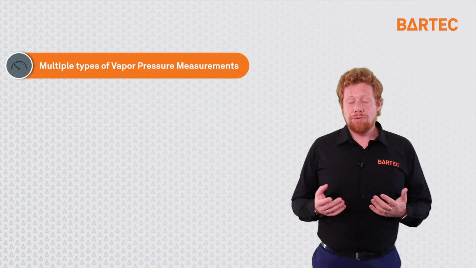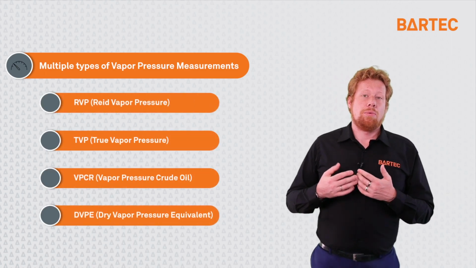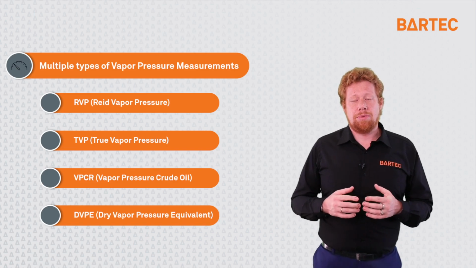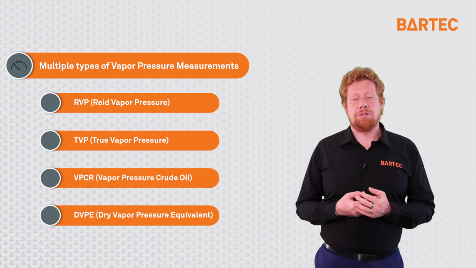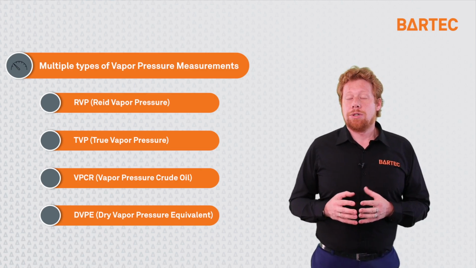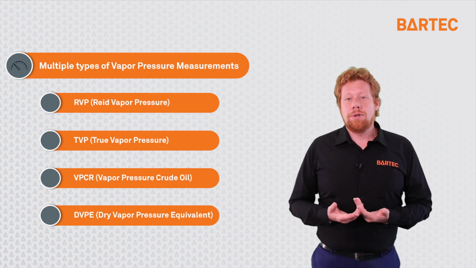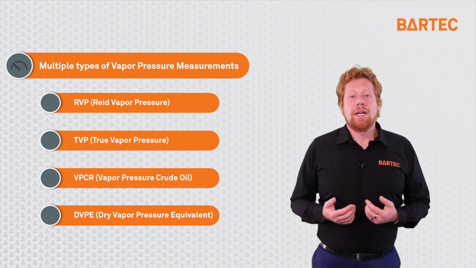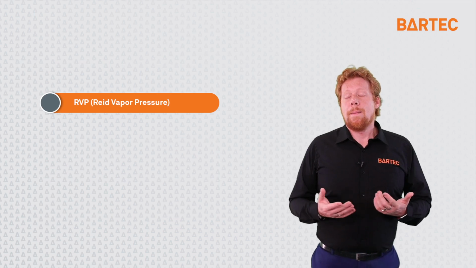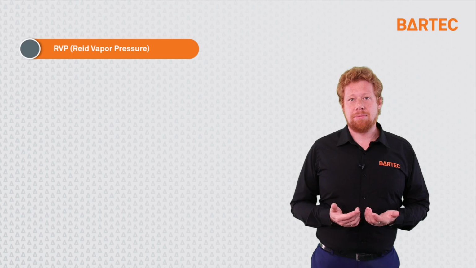Now, there are different types of vapor pressure. You will hear names such as, as I said, RVP, Reid vapor pressure, but also TVP, true vapor pressure, VPCR, vapor pressure of crude oil, DVPE, dry vapor pressure equivalent, amongst others. The most common measurement, though, is RVP, Reid vapor pressure. And the question is, why is that? So why is RVP important?